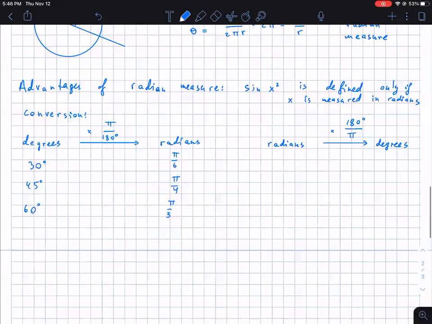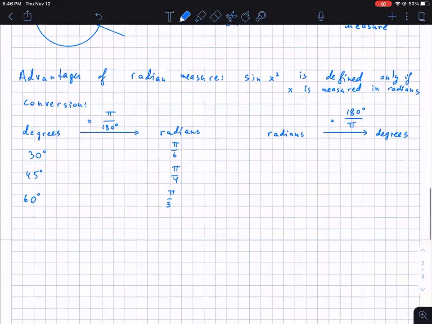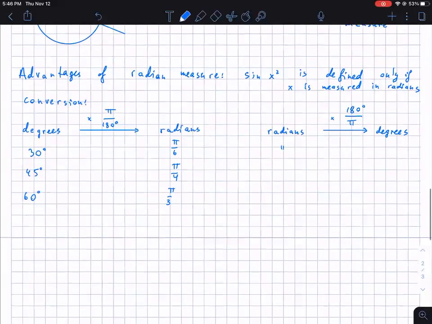Anyway, so let's say you have radians and you want to convert to degrees. Let's say we have pi over 2 radians. In degrees, it's going to be 90 degrees. Let's say you have pi radians, and in degrees, it would be 180 degrees. Let's say I have 2 pi over 3 radians, and that's going to be 120 degrees, and so on, things like that. Okay?